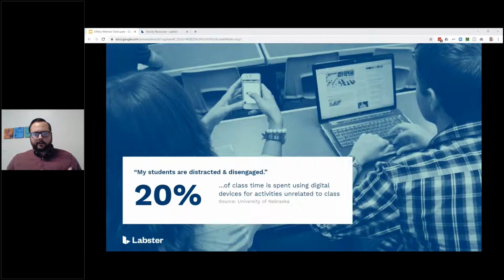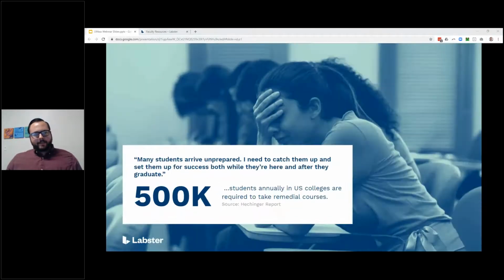Faculty tell us that students are increasingly distracted and disengaged, seemingly more interested in what's happening on their phone than the lecture being delivered. There was actually a study in 2016 at the University of Nebraska that found college students spend about 20% of their classroom time using digital devices for activities that aren't even related to class. And I personally think that's probably even a bit more. It's a hard one to study there.